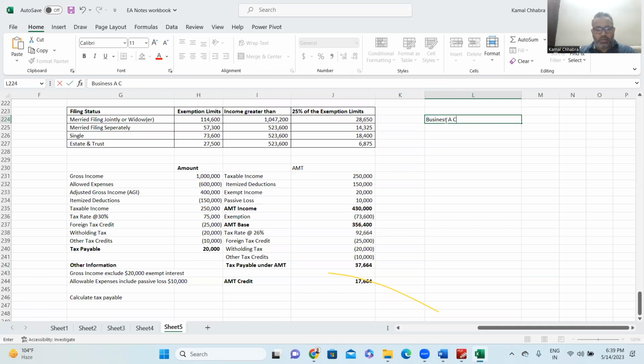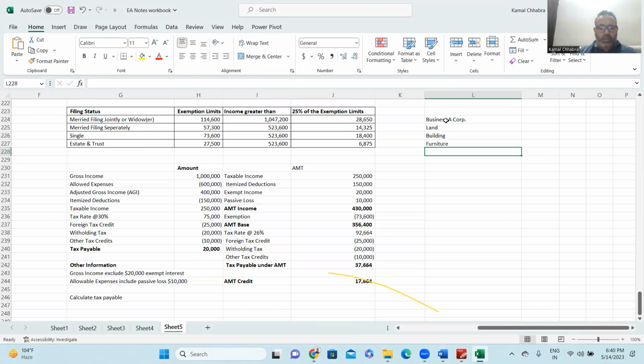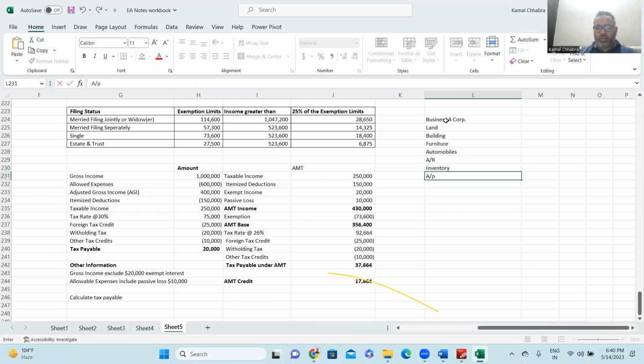Okay, so let's assume this is business A corporation, right? They have, let's say, land, building, furniture, automobiles, accounts receivable, inventory, right? They have, let's say, accounts payable, and they have a loan. Let's assume all of this is on their balance sheet.